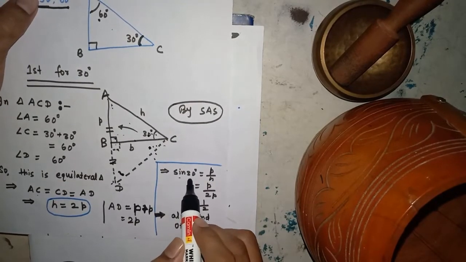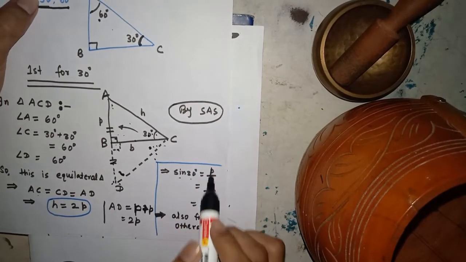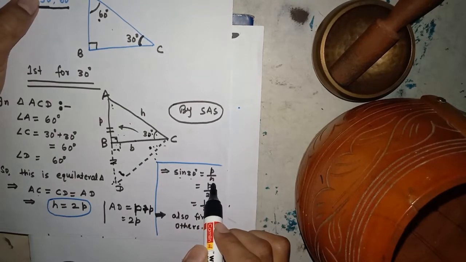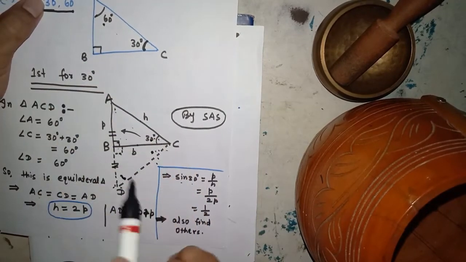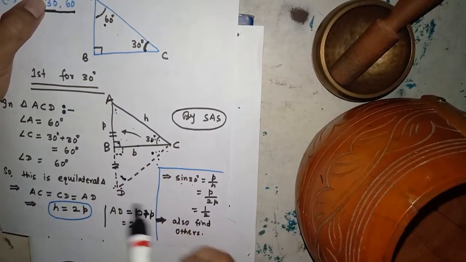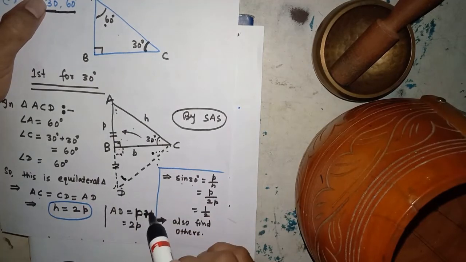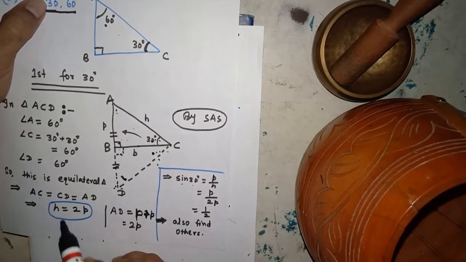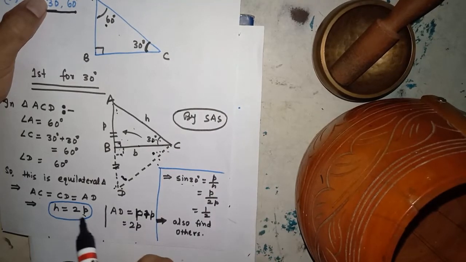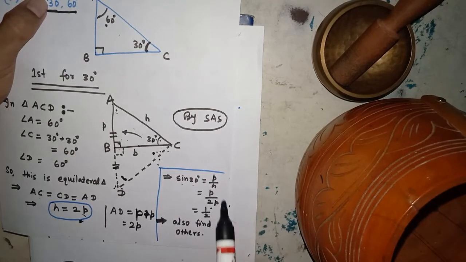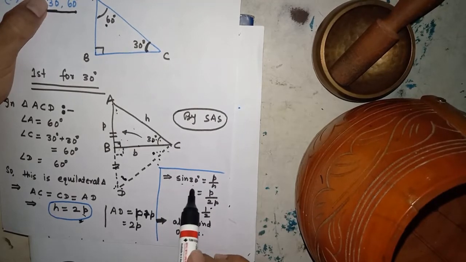If I write here sine 30, sine means perpendicular by hypotenuse. For 30 degree, P is AB and H is AC. So we have already got the relationship. Put here P by H, and by this relation H is 2P. So it becomes P by 2P. So P, P cancel, it becomes 1 by 2. So we can say sine 30 degree is equal to 1 by 2.